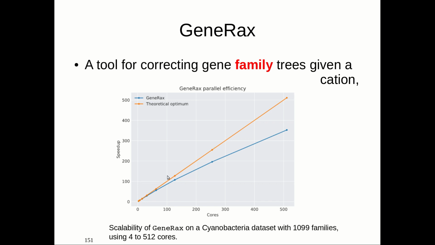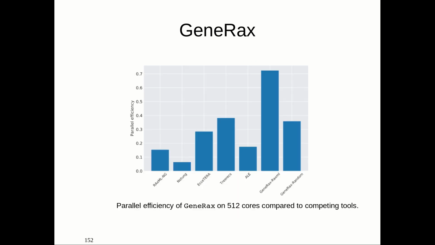So this is the linear speed up, and this is the speed up of GeneRax, which we executed on a cyanobacteria dataset with 1,099 gene families, using between 4 and 512 cores. So there's another scalable tool if you want to correct your gene trees, and if you want to infer gene duplication, loss, and lateral horizontal gene transfer events. Okay, so this is our GeneRax tool compared to other tools that have been parallelized with respect to the parallel efficiency.